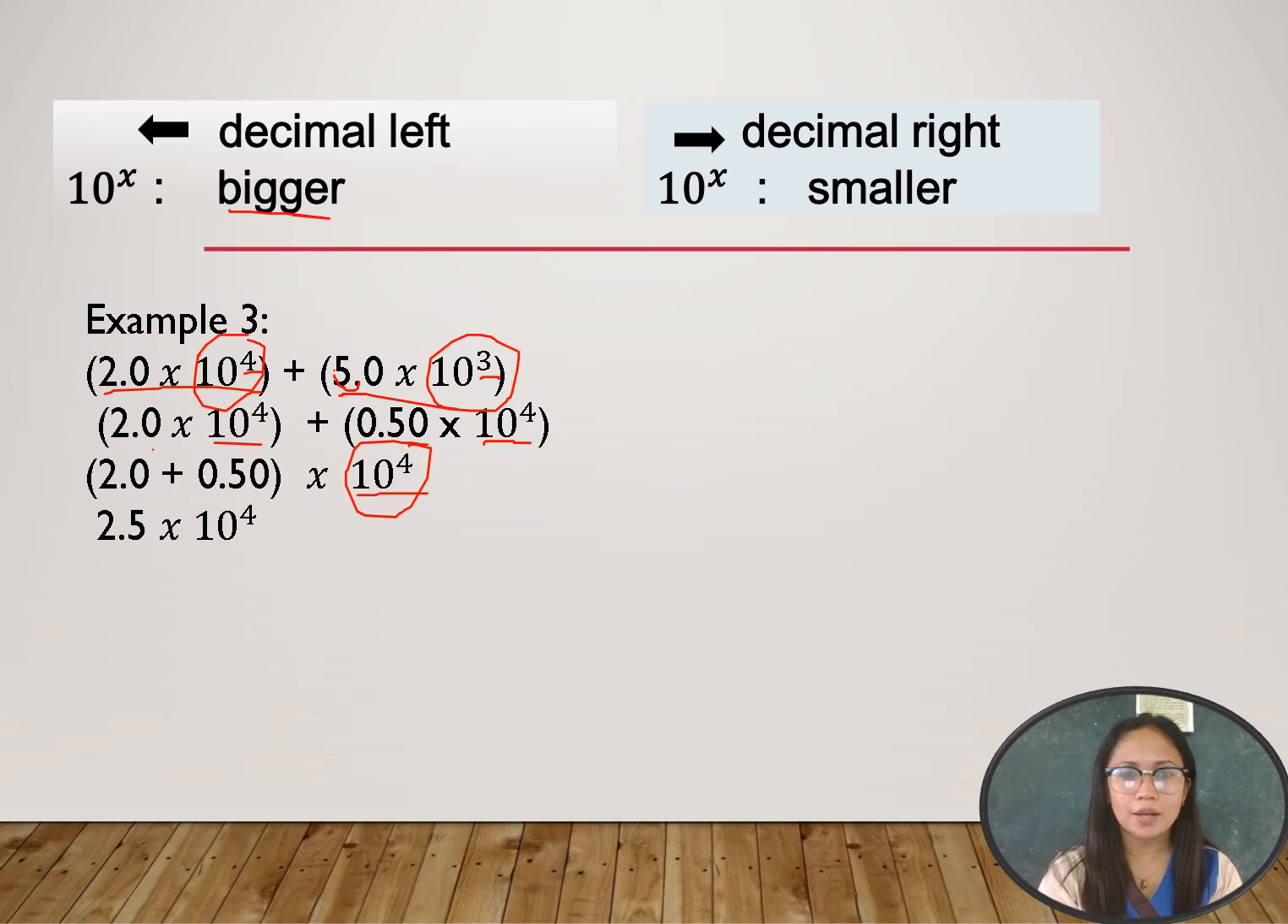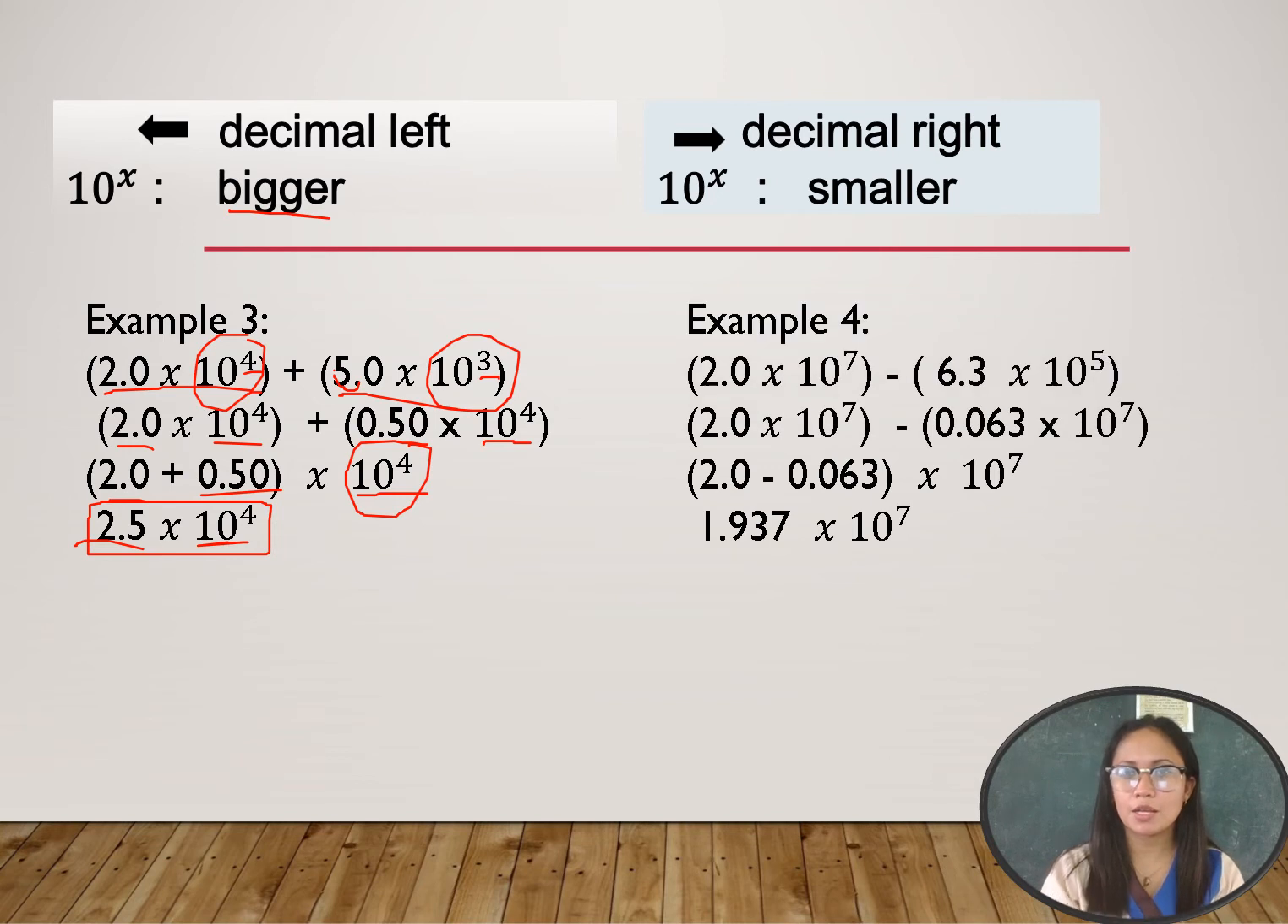And the first factor is 2.0. We will add it to the first factor of the second scientific notation, 0.50. And that is 2.0 plus 0.5 is equal to 2.5. And copy the second factor, 10 to the power of 4. And that will give us an answer of 2.5 times 10 to the power of 4.